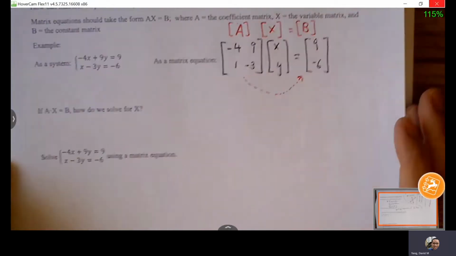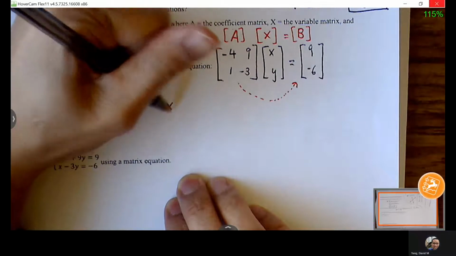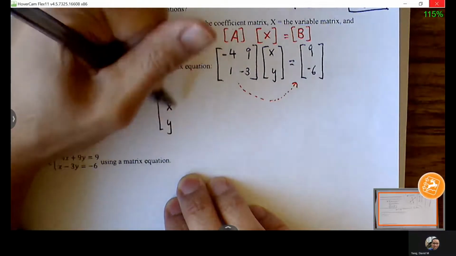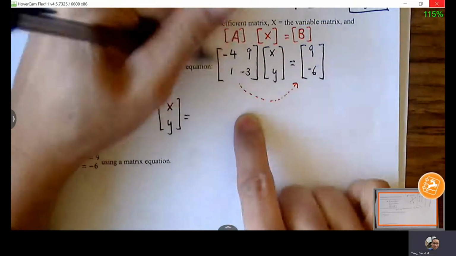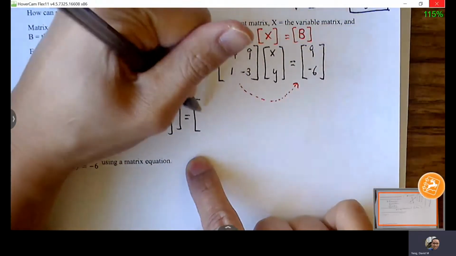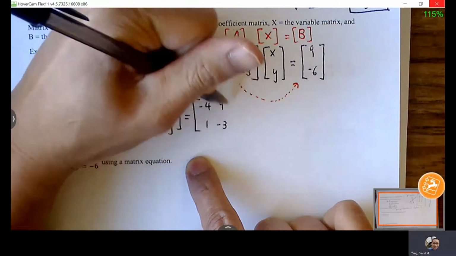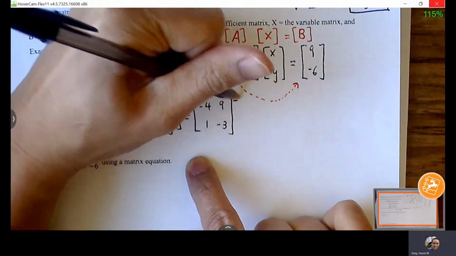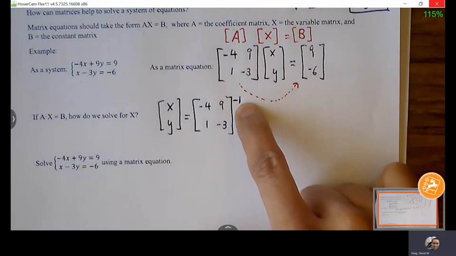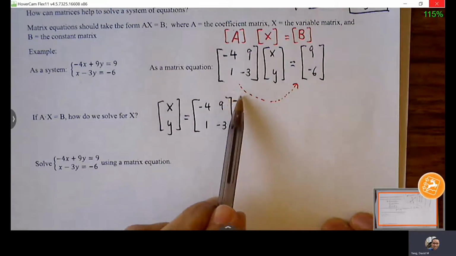So let me show you the notation we're going to use here. I'm going to say matrix XY is equal to the inverse of this matrix. I'm basically moving this matrix over to the other side. I haven't found the inverse yet, but I'm just going to indicate that I am going to find the inverse with that -1. Now, that -1 doesn't mean I'm going to raise this to a -1 power. This is simply an inverse notation.